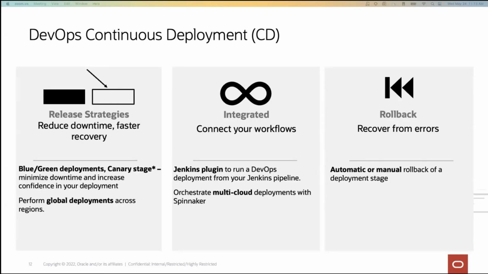So you can have different types of release strategies for you to reduce the downtime and increase the recovery, faster recovery. So there are different types of release strategies. You could pick the blue-green deployment or the canary stage deployment. So the reason being, we are trying to minimize the downtime and increase the confidence for your deployment. You could have cross-region deployment. You could perform the global deployment across the regions.